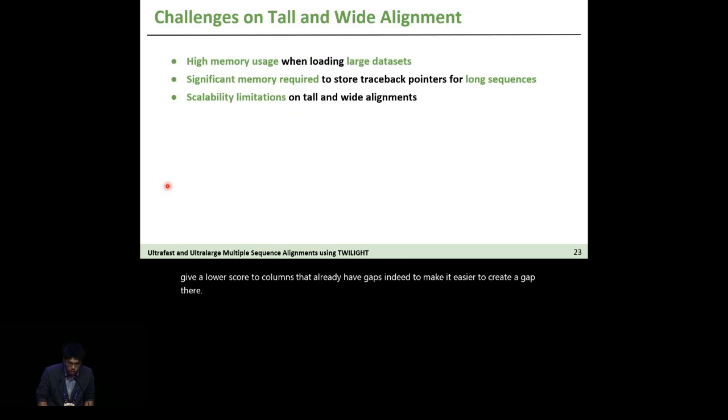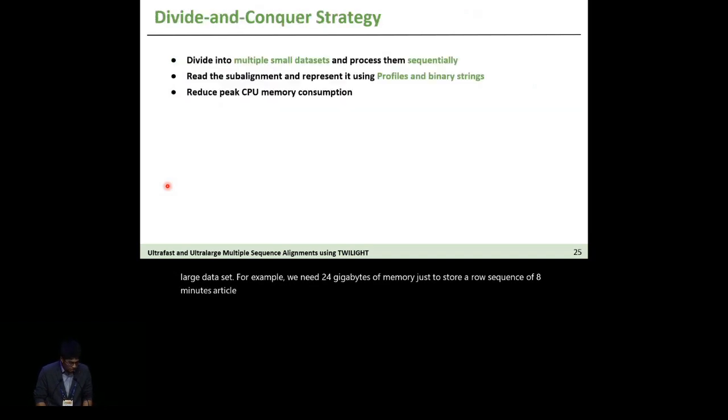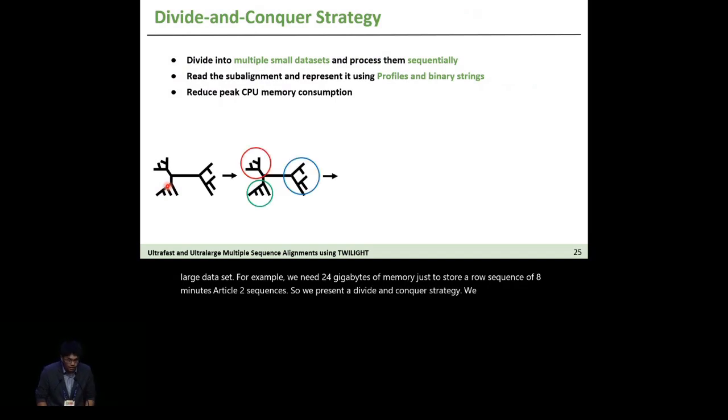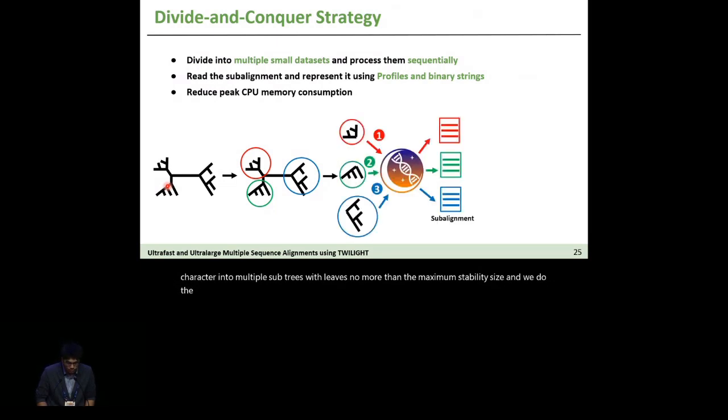So here are a few challenges of total-wide alignment. First, high memory usage when storing large data sets. For example, we need 24 gigabytes of memory just to store the raw sequences of 8 million SARS-CoV-2 sequences. So we present a divide and conquer strategy. We first divide a large guide tree into multiple subtrees with leaves no more than the maximum subtree size. And we do the alignment sequentially on all these subtrees, and then we merge them at the end.